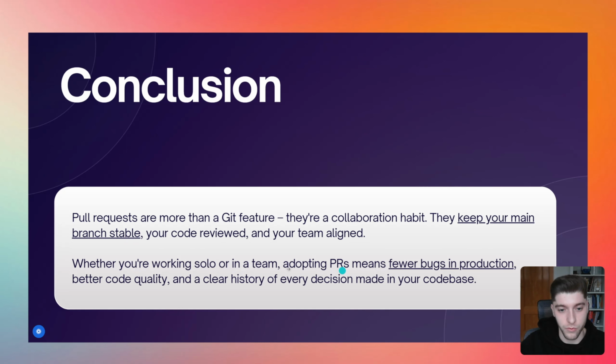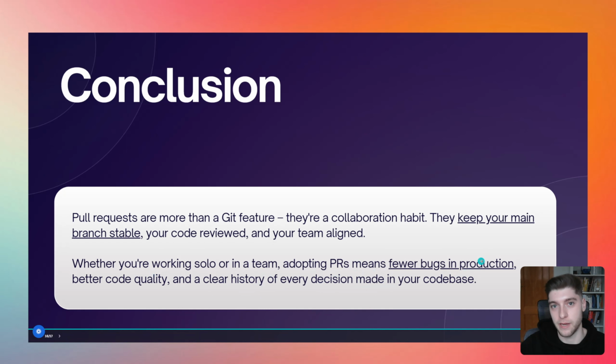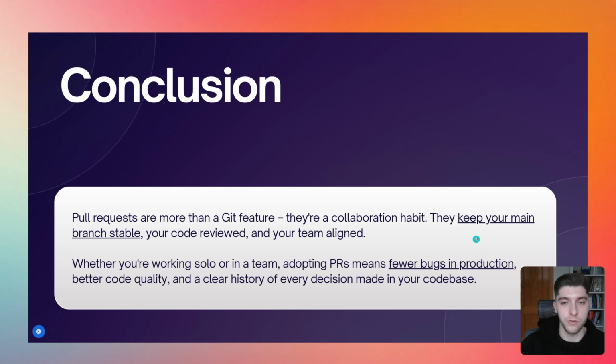And like I said before, whether you work solo or in a team, adopting PRs means fewer bugs in production. This is extremely important. You don't want to push bugs onto the main branch when you're doing something that requires your full attention and at least more reviewing from your side or on behalf of other teammates. You want to create a pull request so that those changes can be reviewed before they get committed to the main branch. It also means better code quality and a clear history of every decision made in your code base, because you might want to know why you made certain decisions, when you made them, and all that kind of good stuff.